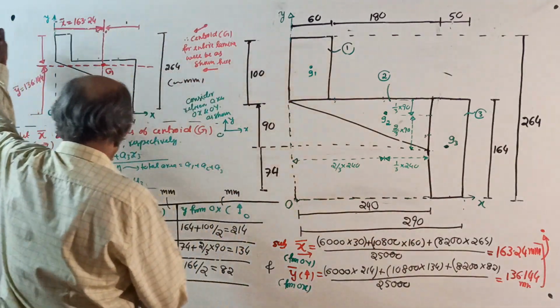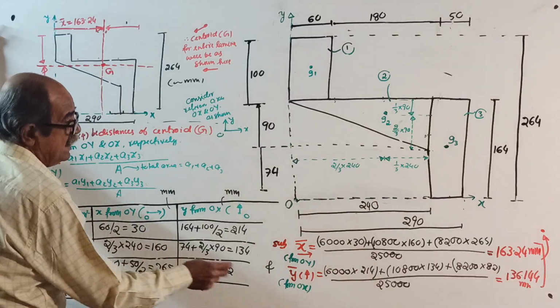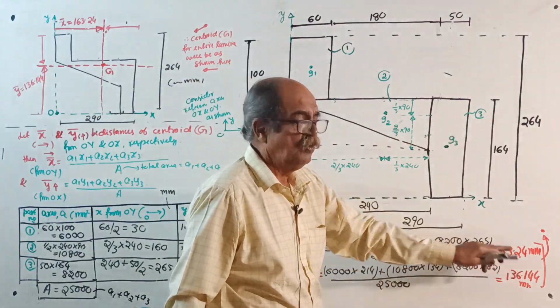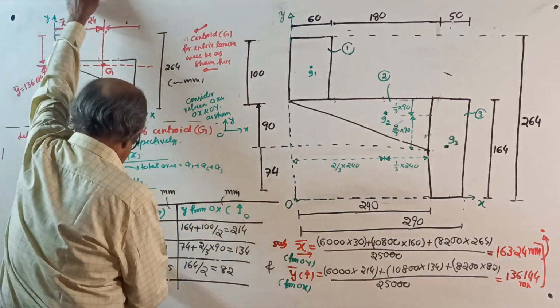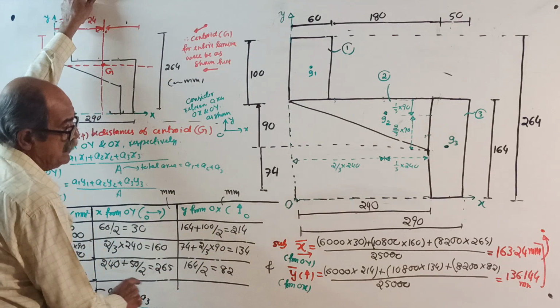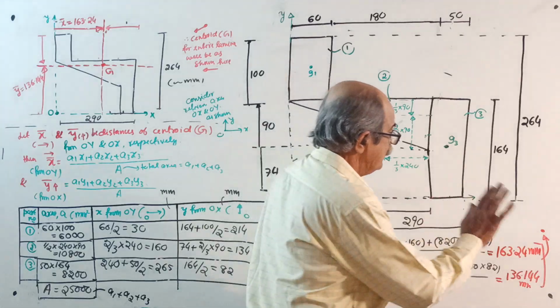X bar, see, A1 x1, A2 x2, A3 x3 divided by total area. You get 163.244. Y bar, A1 y1, A2 y2, A3 y3 by total area, 136.144. Okay, once everything is over, you make a note.